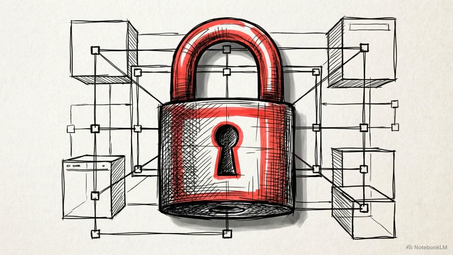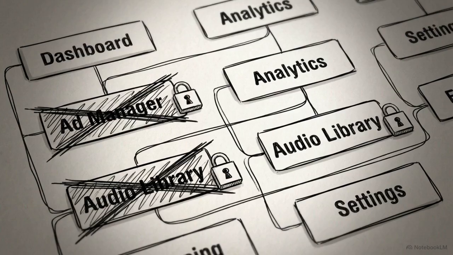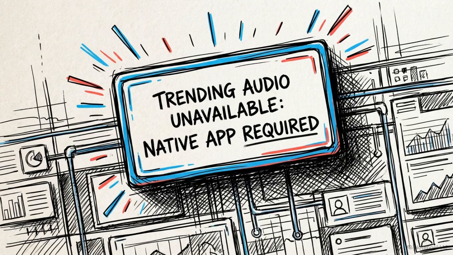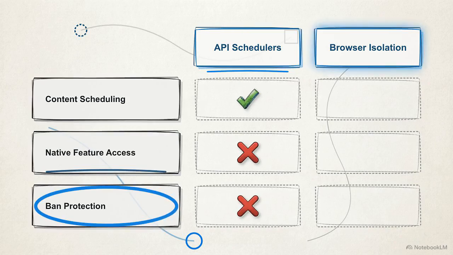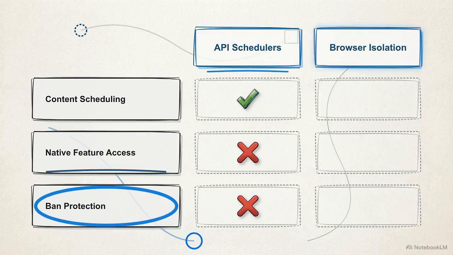The trade-off with these schedulers is restricted access. Because they rely on approved platform APIs, they lock you out of native platform features. You cannot manage complex ad accounts, adjust back-end settings, or access in-app trending audio libraries from a third-party dashboard. This comparison matrix measures both tool types against content scheduling, native feature access, and ban protection. API schedulers are excellent for queuing up text and images, but they leave you exposed when you need to navigate native platform environments or defend against algorithmic bans.